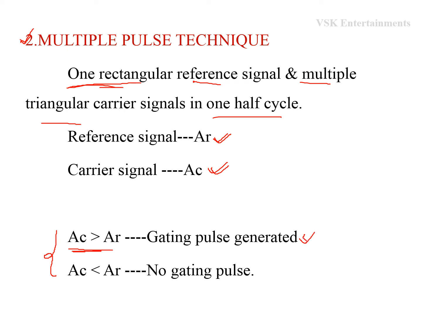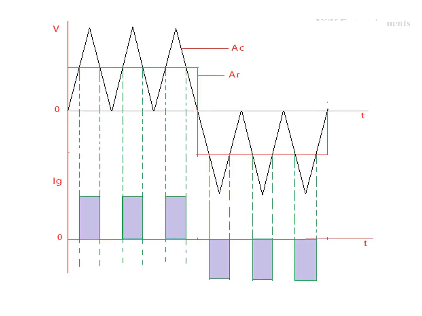By using this gating pulse, we are going to get the control output voltage V0. Whenever the magnitude of carrier signal is less than the magnitude of reference signal, we are not going to get any gating pulse. The waveforms related to the multiple pulse technique.